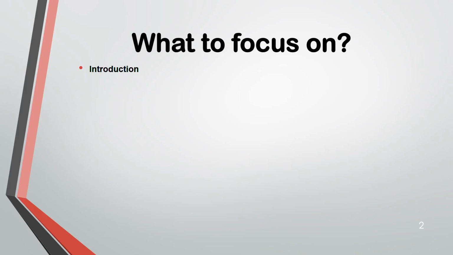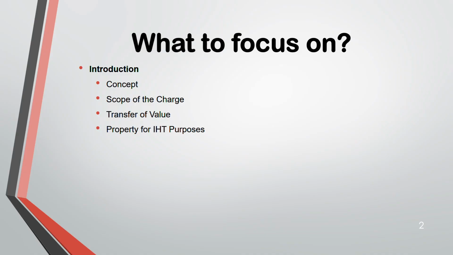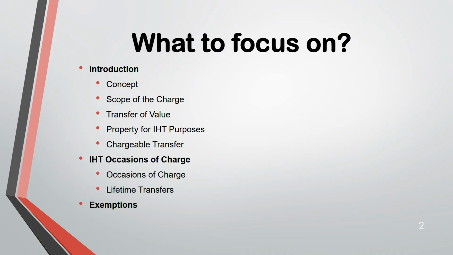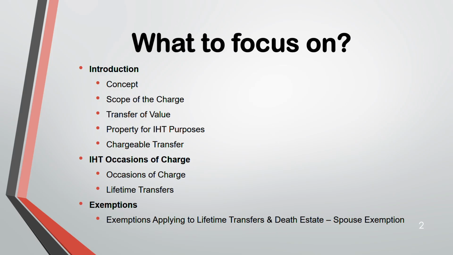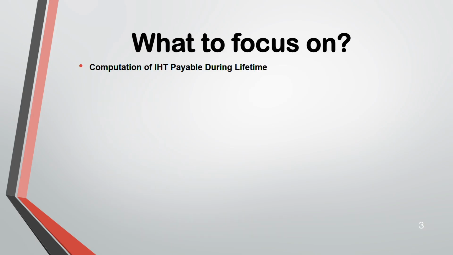So now, here, what is the concept of inheritance? The scope of charge. What does IHT cover? Then, what is transfer of value? Property for IHT purposes. What are the properties that are taken for IHT, that is inheritance? Then, what is chargeable transfer? Now, when does inheritance tax become chargeable? Lifetime transfer. Then we have some exemptions under this. Exemptions that apply to lifetime transfers and death estate. Spouse exemption is there. Then we have exemptions that apply only to lifetime transfer. Then how to compute IHT during lifetime.